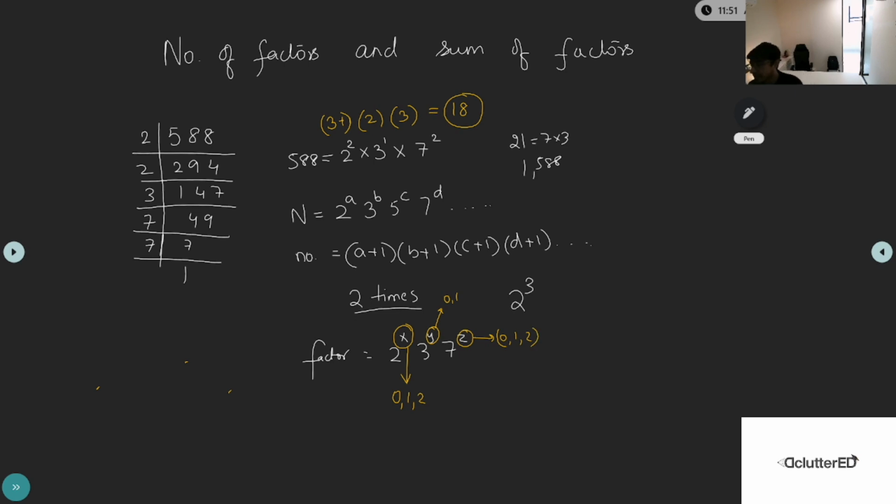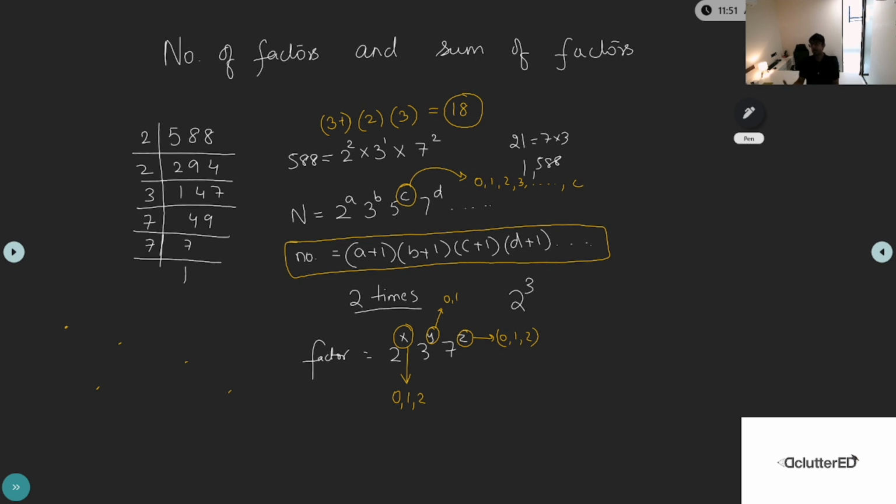Likewise, if any number can be written as c, then the number of choices available for that prime factor will go up to c from 0 and hence you have c plus 1 choices. By applying the concept of permutation combination, we arrive at the number of factors formula as (a plus 1) into (b plus 1) into (c plus 1) and so on, where a, b, c, d and so on are the powers of the prime factors of the given number.